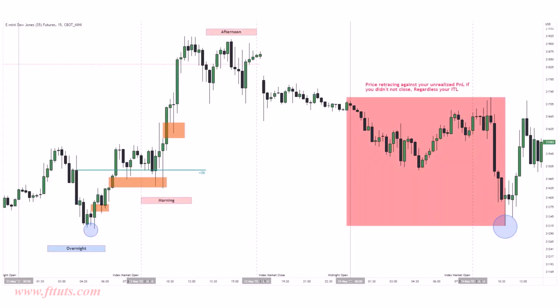Here's an example of price retracing against you, causing you to lose all those unrealized gains, regardless of your intermediate term low. Okay, so remember that, regardless of your intermediate term low. Let me explain.